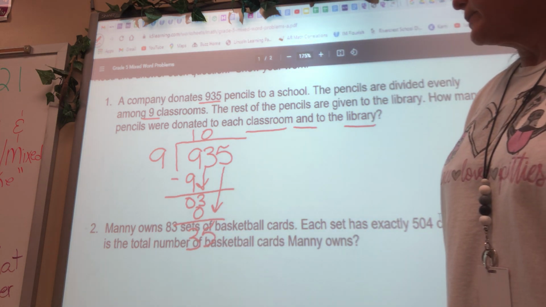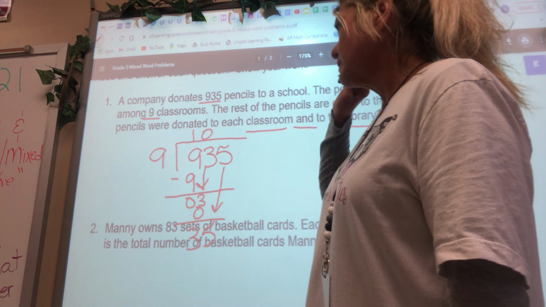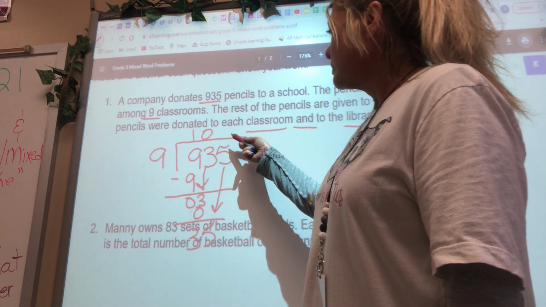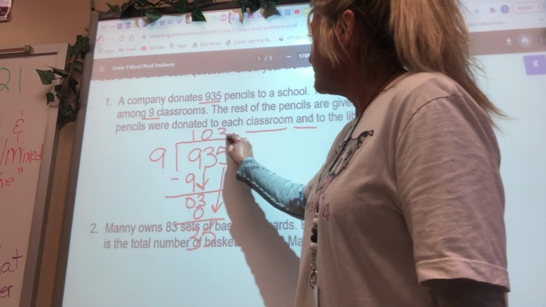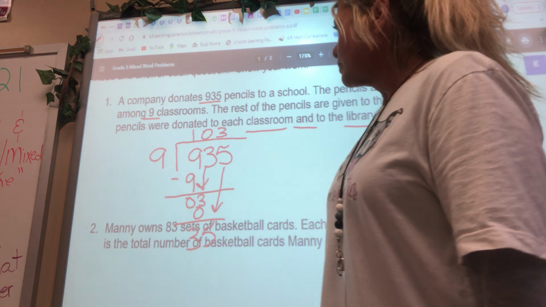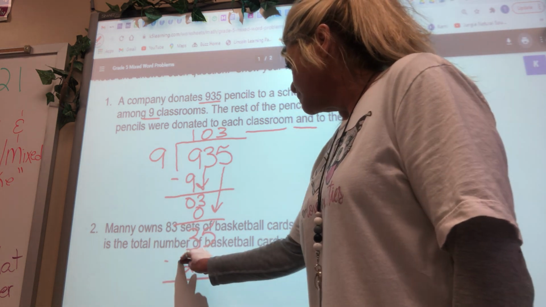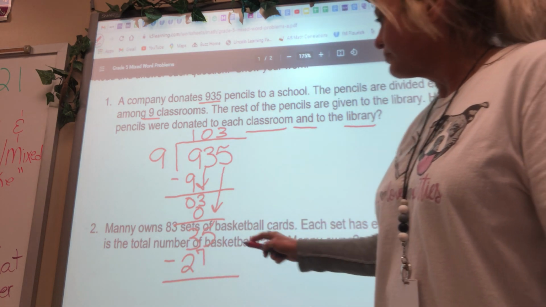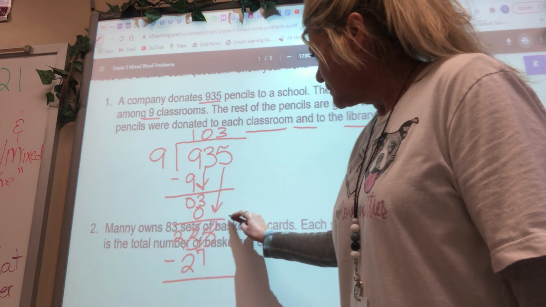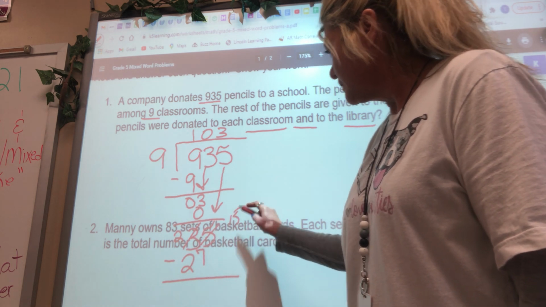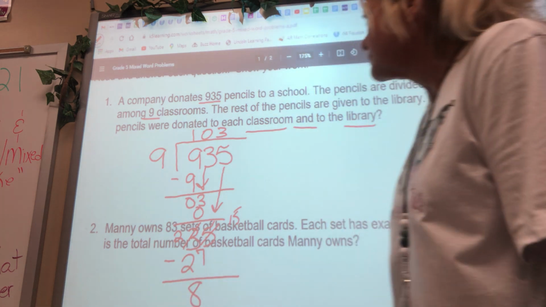9 will go into 35. How many times? Let's see, 4 would be 36, so that won't work. So I need to use a 3. So 3 times 9 is 27. And I subtract. I can't take 7 from 5, so I'm going to have to borrow. I borrowed a whole multiple of 10, so now this will be 15. 15 minus 7 is 8.